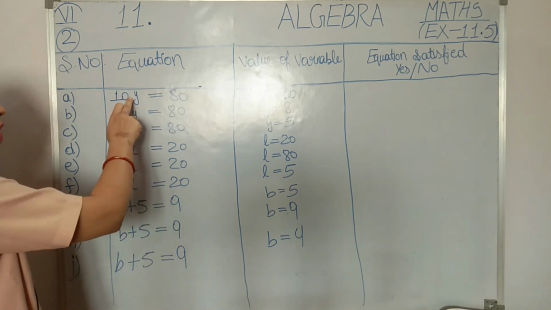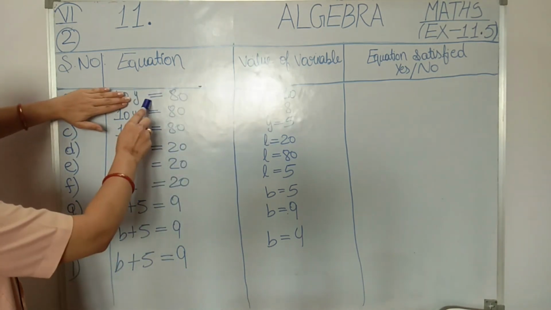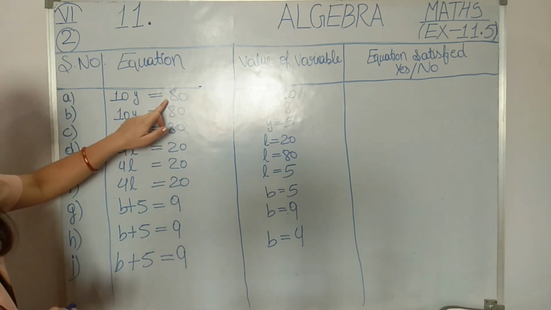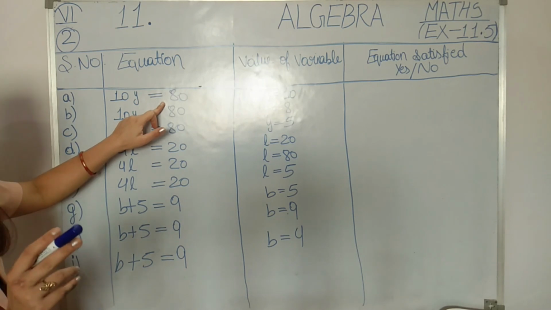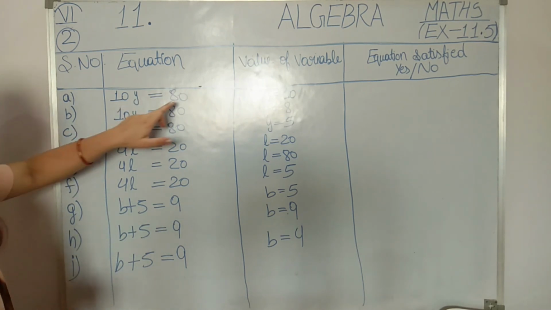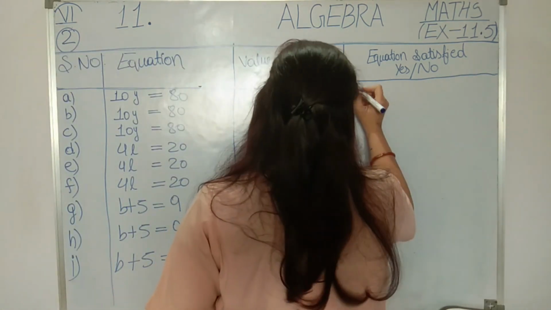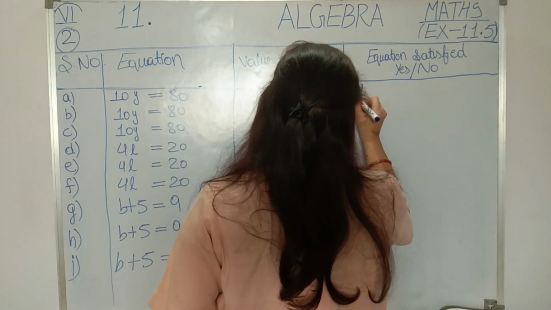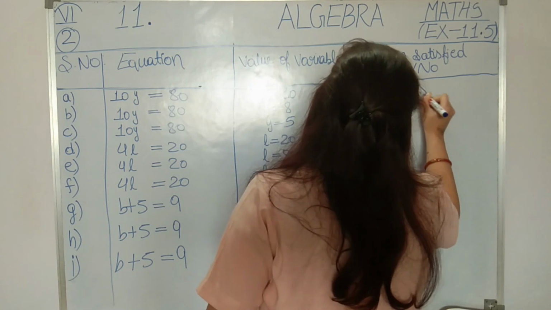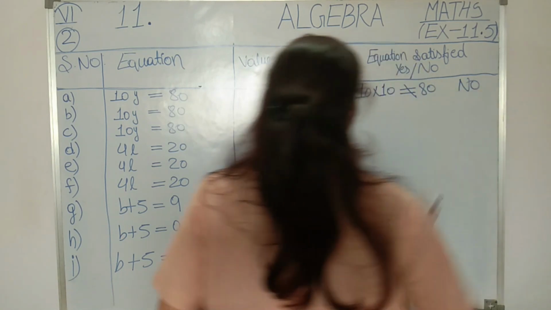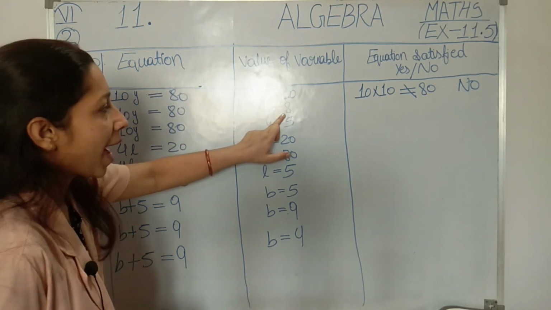100 students. In place of y, we are keeping 10 as it is given here. So this 10 and another 10 on multiplying, we will get 100. But here it is given 80. So is my left hand side equal to right hand side? No, na? Because here our answer is 100 and here it is 80. So we are going to write here no. Okay, equation not satisfied. If you want, you can write like this. 10 into 10 is not equal to 80. So your answer is no.